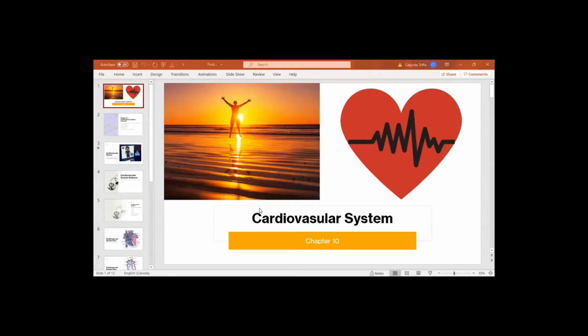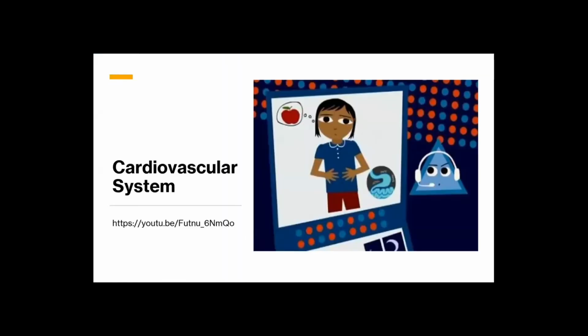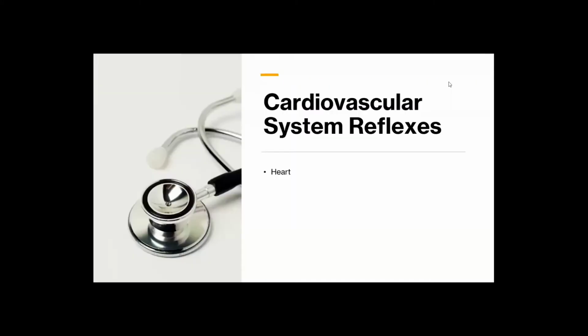So we're going to dive into the cardiovascular system, which is chapter 10. An overview of chapter 10: we're going to be looking at the location of the cardiovascular reflexes, the entire cardiovascular system, the path of circulation, and then the conditions of the cardiovascular system. We're going to kick this off by watching a video.